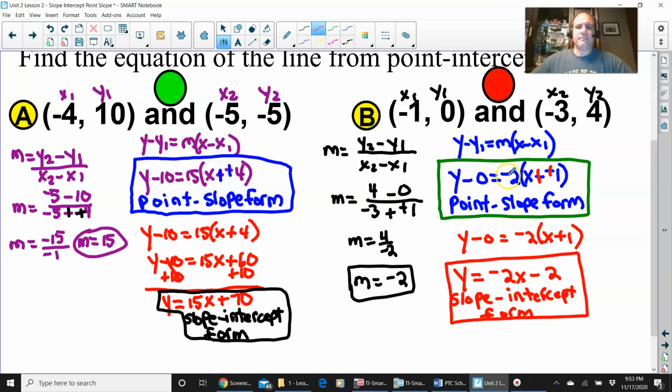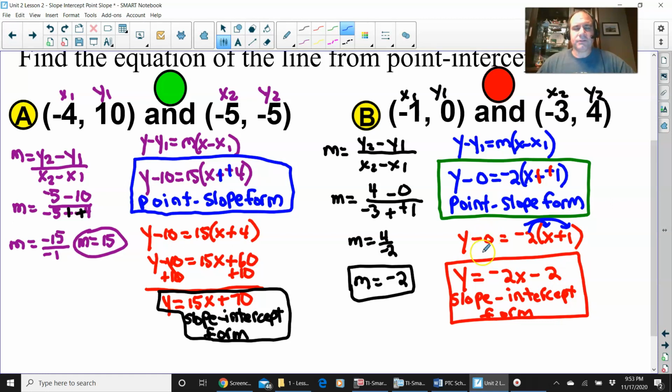No distributive property. Now, when I have to get slope-intercept form, I have to actually do distributive property, and that's what I did right here. -2 times x and -2 times 1. So -2 times x is -2x. -2 times 1 is -2. Notice I dropped the 0.